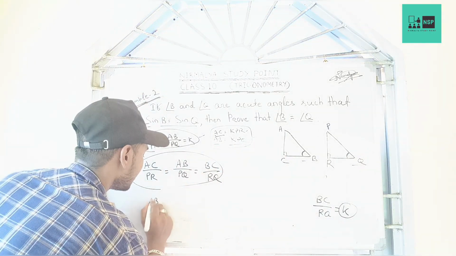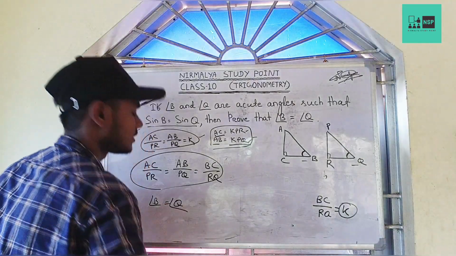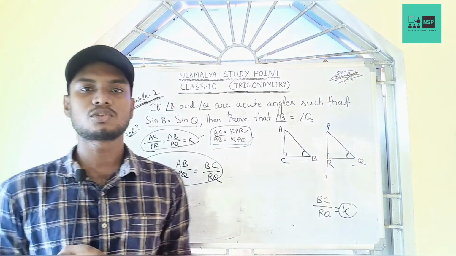Simply, here angle B will be equal to angle Q. Now your example number 2 is also completed.